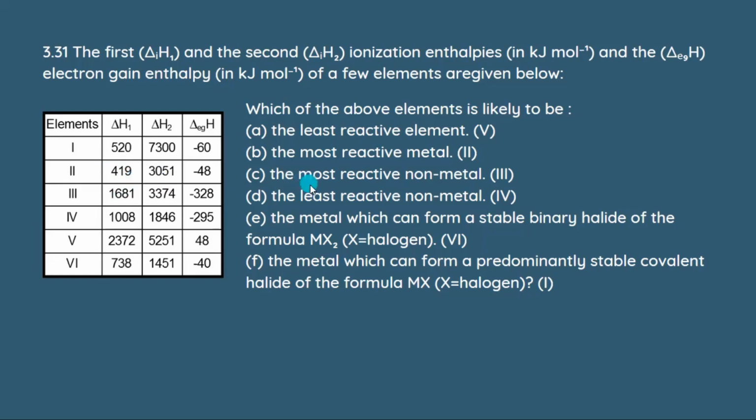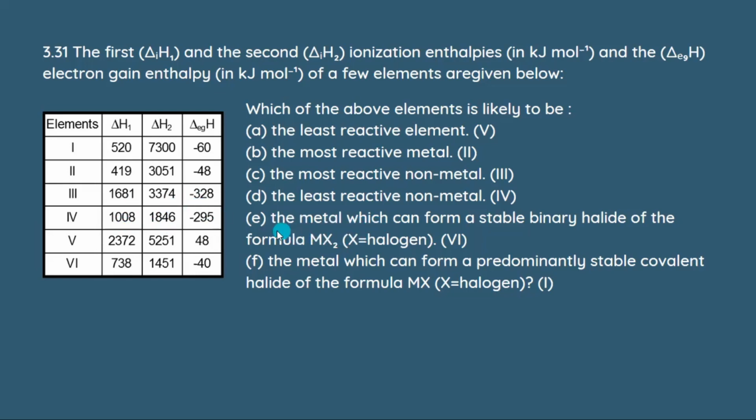The next one, the most reactive non-metal. The reason it's 3: now I said this and this are being considered. This is because these have a high negative electron gain enthalpy. So the most reactive non-metal is 3 because the ionization enthalpy of this particular element is higher than this one, and it also has a very high negative value for electron gain enthalpy. So 3 is the most reactive non-metal and 4 is the least reactive non-metal. Technically, these are the 2 non-metals present over here.